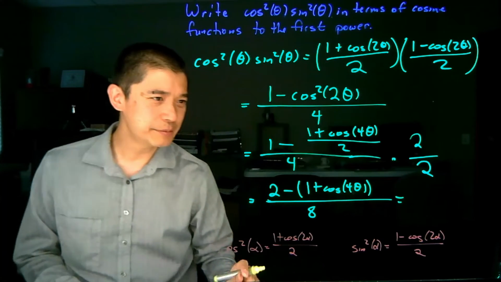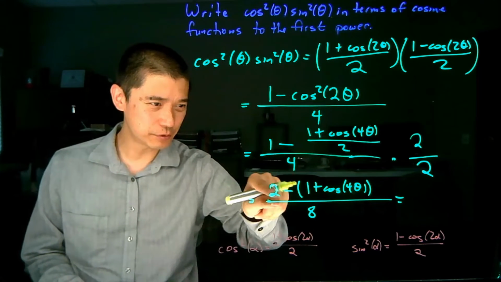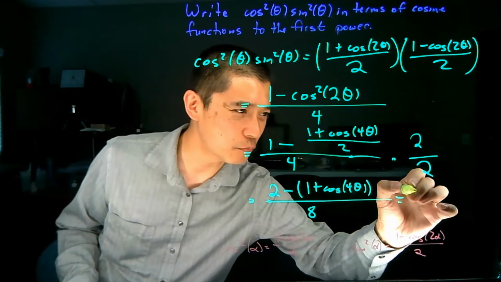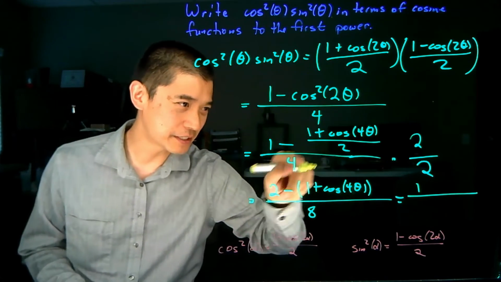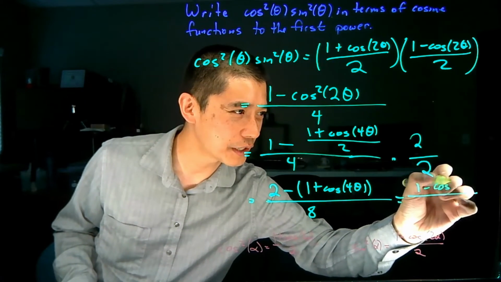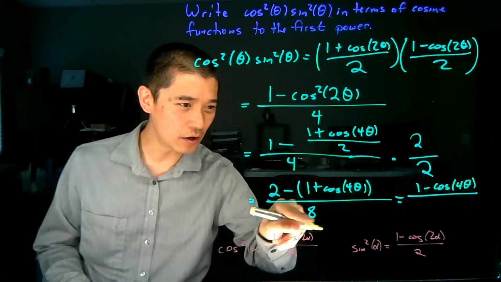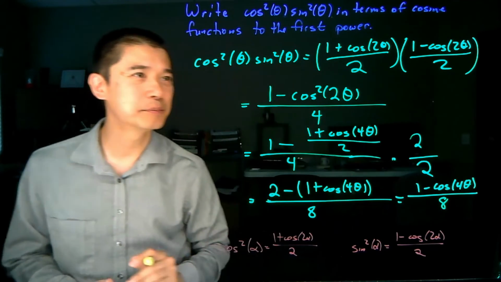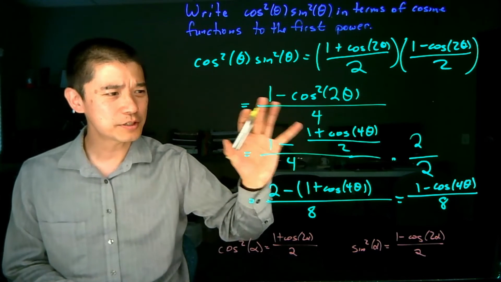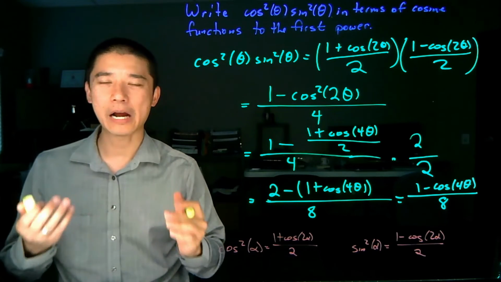A little bit of simplification here. 2 minus, well, the minus sign distributes, so 2 minus 1 is 1. And then the minus sign distributes, minus cosine of 4 theta all over 8. And so this is an application of the power reduction formulas.